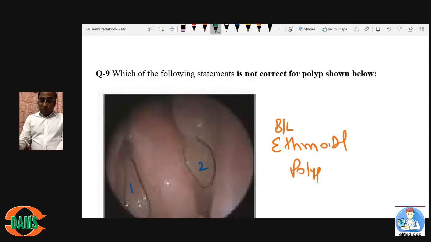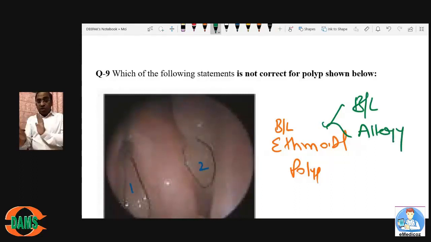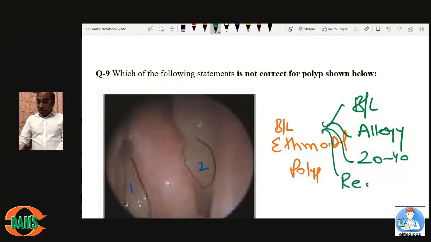What are the features of model polyps? They are bilateral. Allergy is the important factor. Always remember. What is the age distribution? Model polyp is somewhere 20 to 40 years, because allergy is the main factor. Because allergy is the main factor, recurrence is seen. Recurrence is a feature of model polyps. Just remember the golden statement.